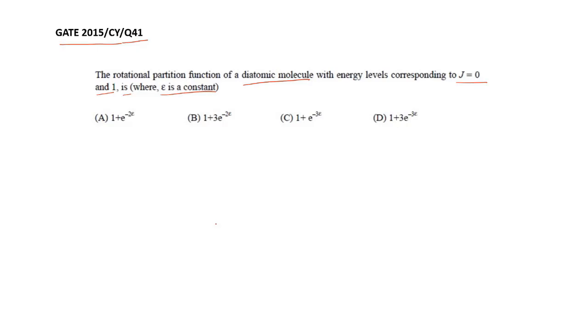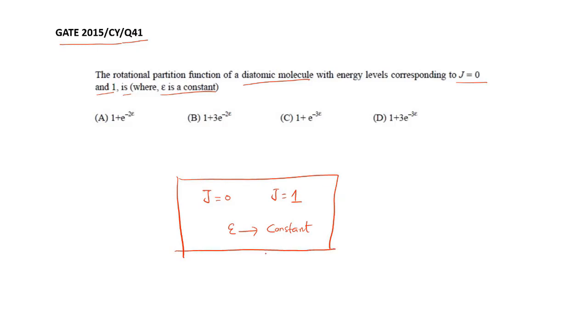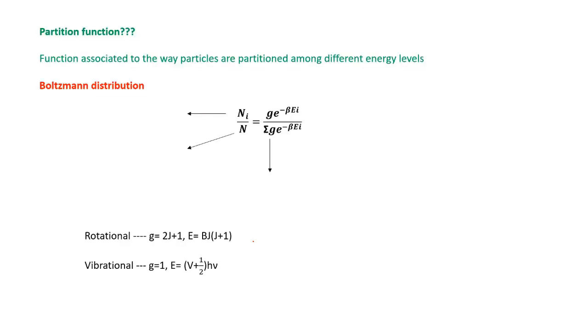Here, the information given is that we have to find the rotational partition function when J is equal to 0 and J is equal to 1, and epsilon is given as a constant. Keep in mind these three things. Before solving this question, you must understand what a partition function is. Partition function is a function associated with the way particles are partitioned among different energy levels.